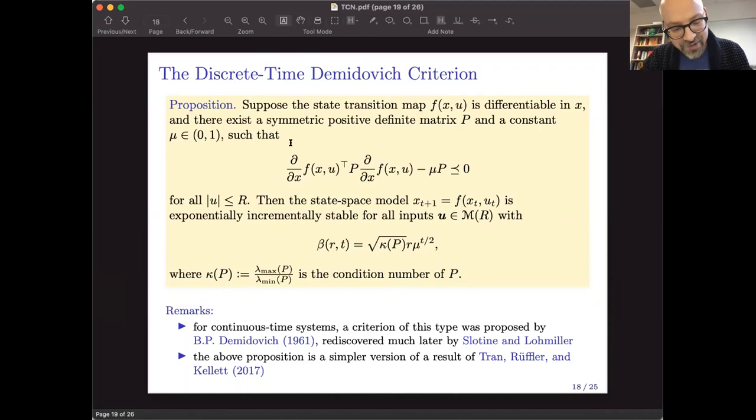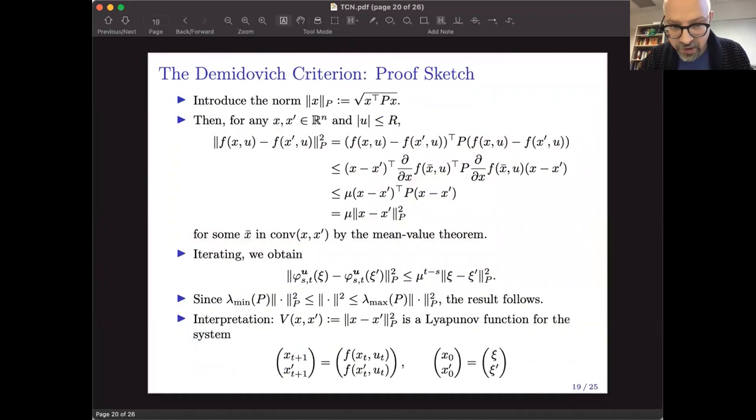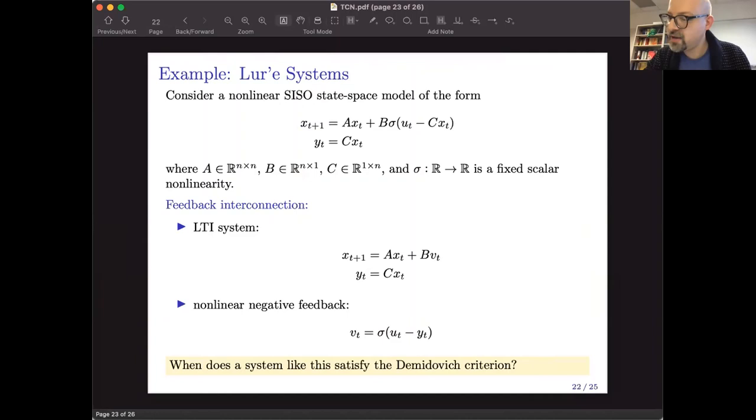So I'll give you an example of a system where mu is less than one. And this is the Lur'e systems, right? For which establishing contraction using classical methods is not easy.